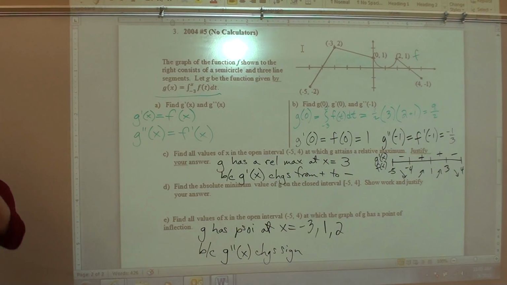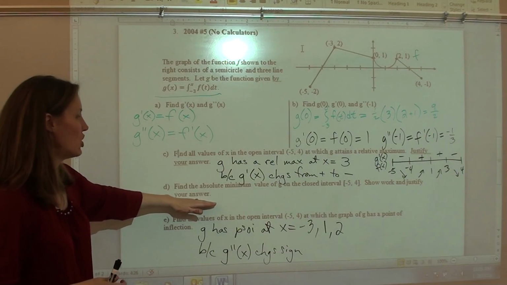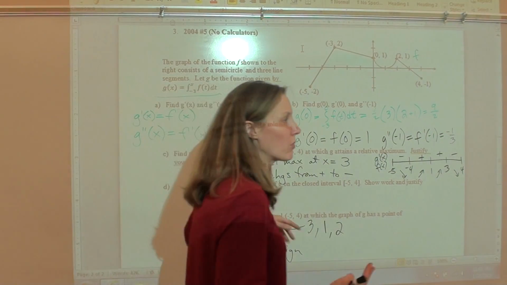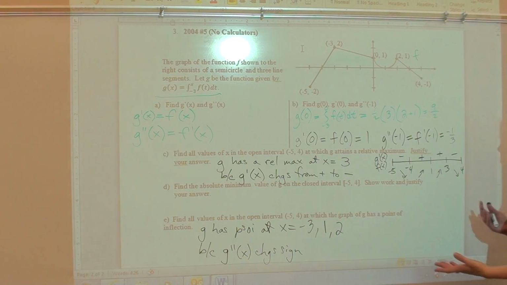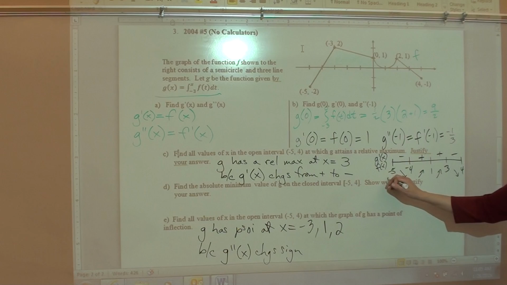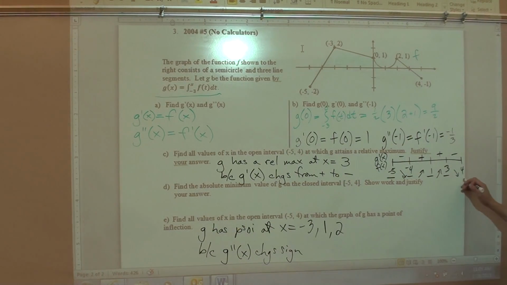Critical value. Yes, an endpoint or a critical value, right? So the absolute minimum of G would be at the endpoints or the critical values of G, which are where G prime is 0 or undefined. So the absolute min has to occur at one of these numbers, because that's where G prime is 0 or undefined.